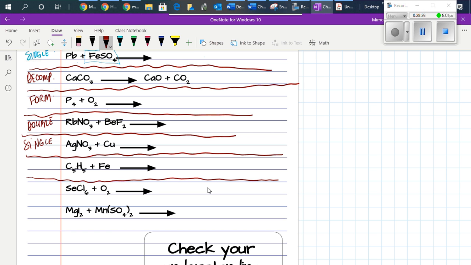What is this one here? Not combustion. If it was O2, then it would be combustion. But since it's single replacement, yes. What is this one here? Single replacement. This is not a hydrocarbon compound. So single replacement. And what is this one here? Double replacement. Okay.